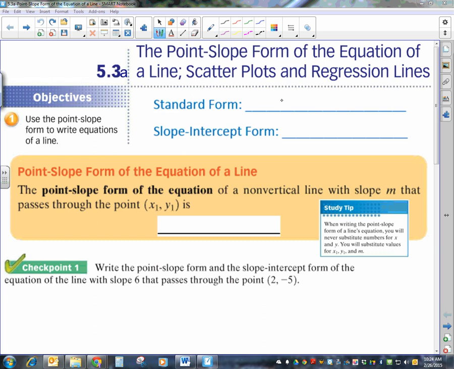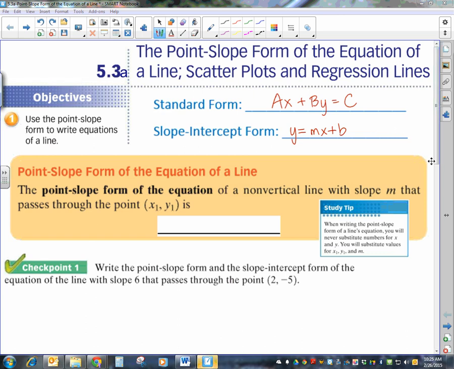So, standard form is ax plus by equals c. And over here on the side, I want you to write "use intercepts" because that's how you want to graph it when you see it like that. Slope-intercept form is y equals mx plus b. And what I want you to write down here is 1, write 0, b because that's your y-intercept, and 2, write m because that's the order in which you graph it.